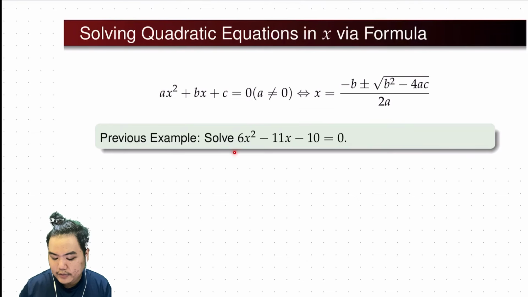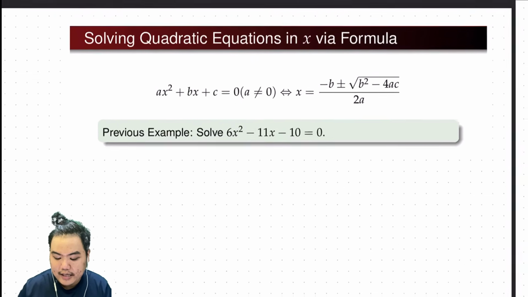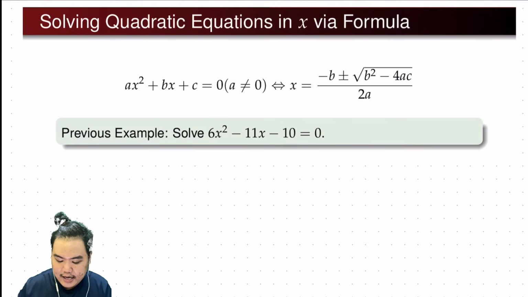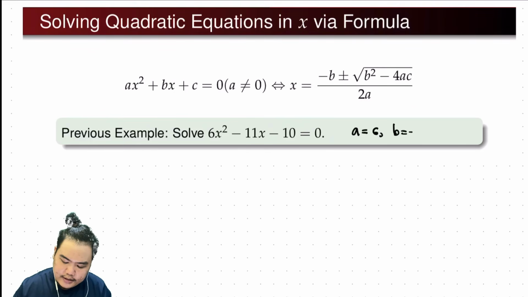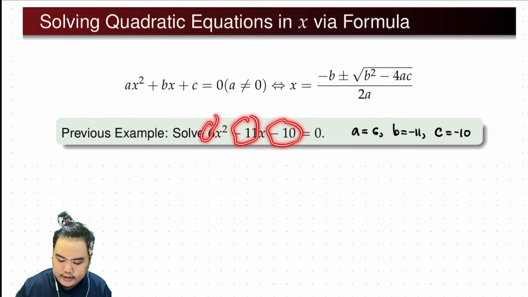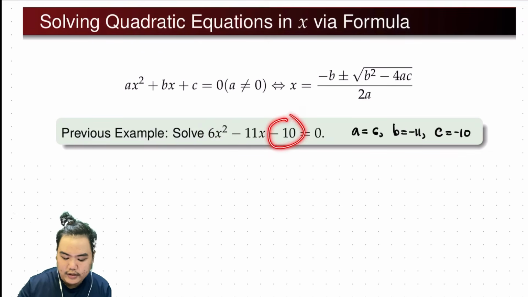So, solve natin yung previous example. Kailangan mag-match yung sagot natin, pero gagamit tayo ng quadratic formula. Identify natin si A, B, and C. Our A is 6, B is negative 11, C is negative 10. So, si A, si B, si C. Si A yung katabi ni x squared, si B yung katabi ni x, si C yung constant.